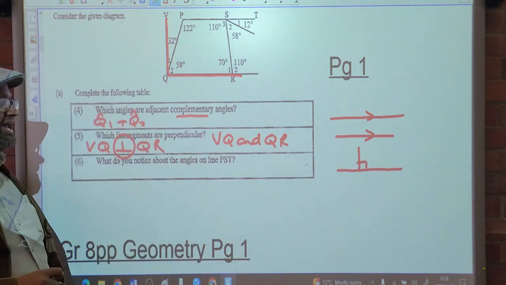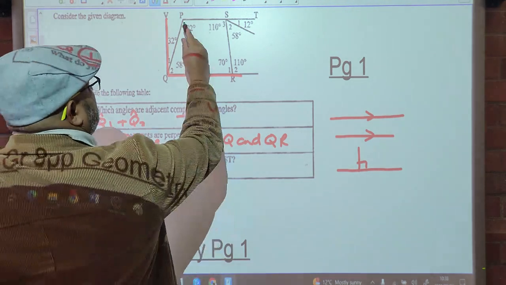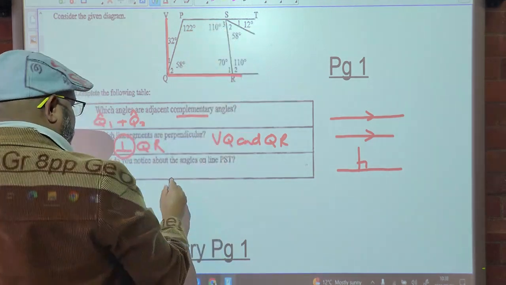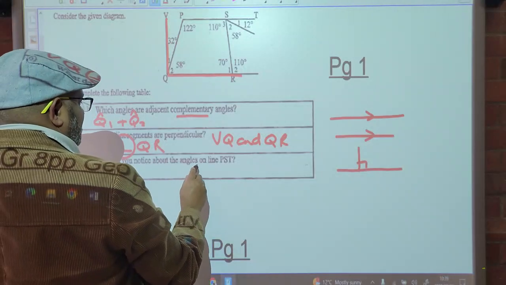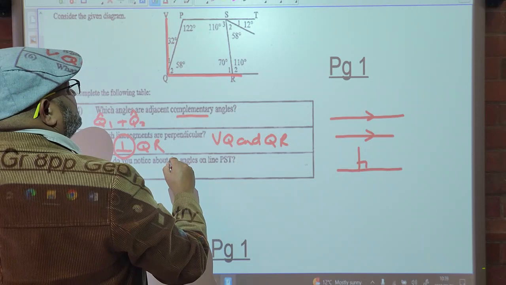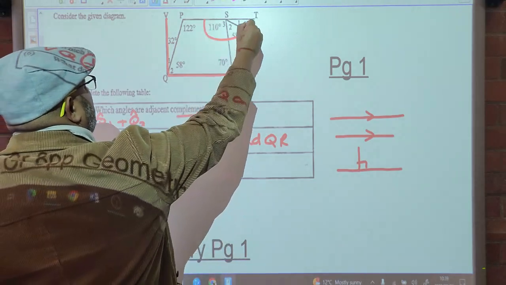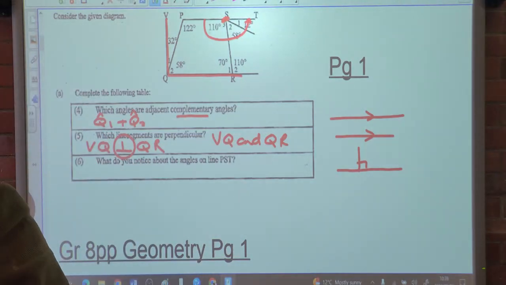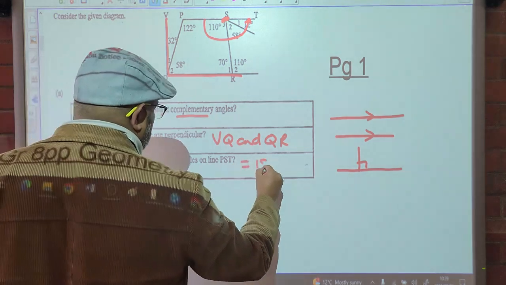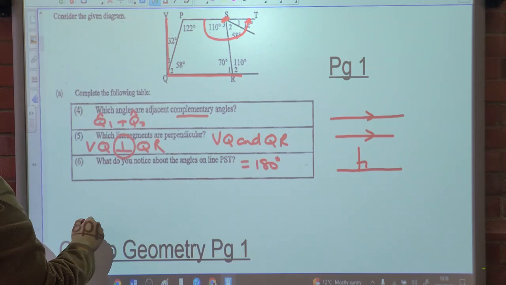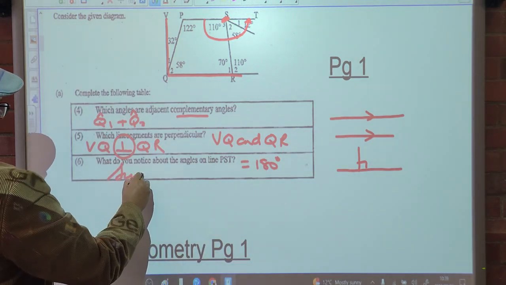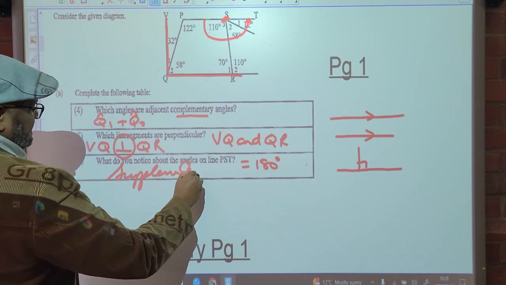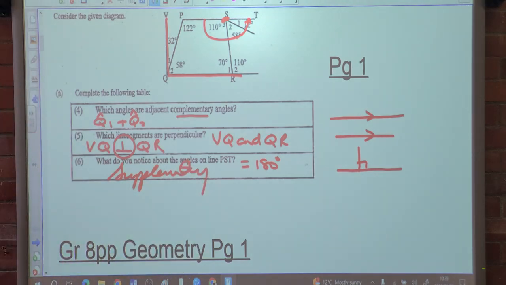What you notice about the angles on line PST, this angle here. I think they're referring to these angles here. What do you notice about those angles? They equal 180 degrees. And another word for 180 is supplementary. Or we can say angles on a straight line. Okay.